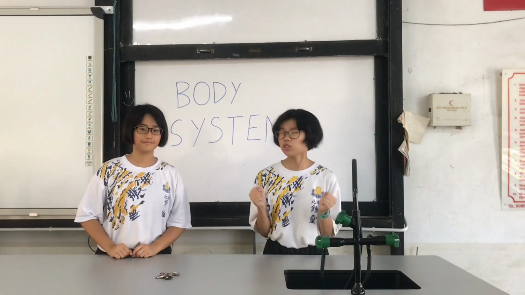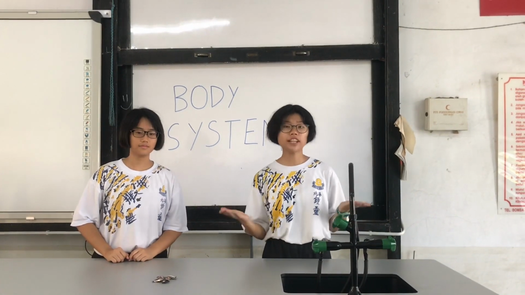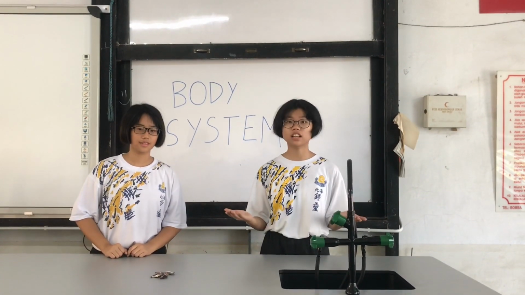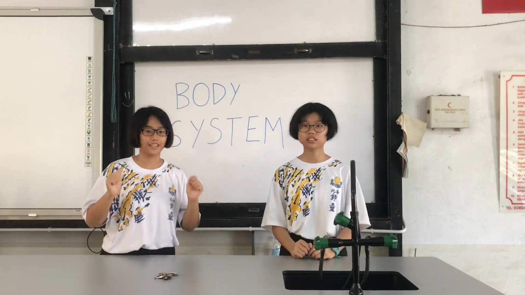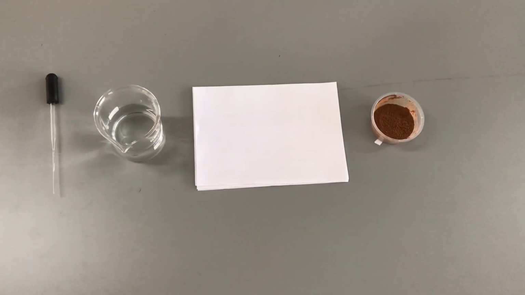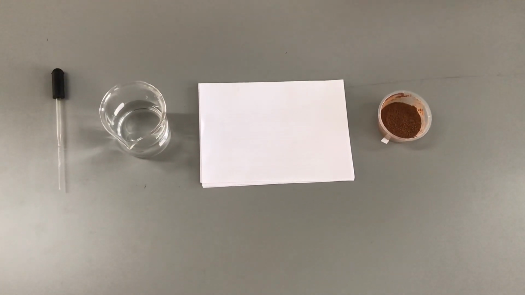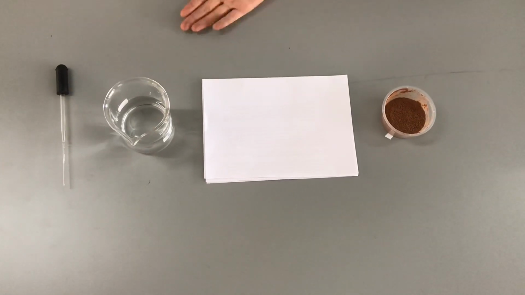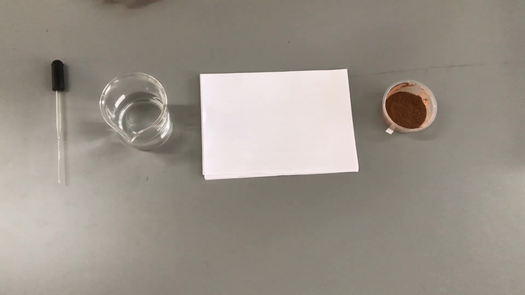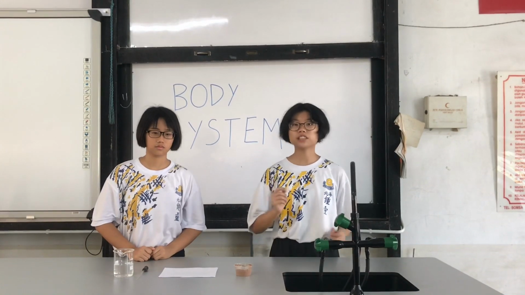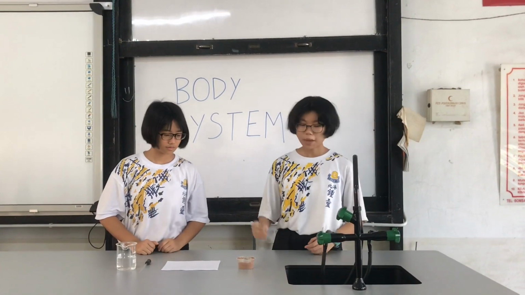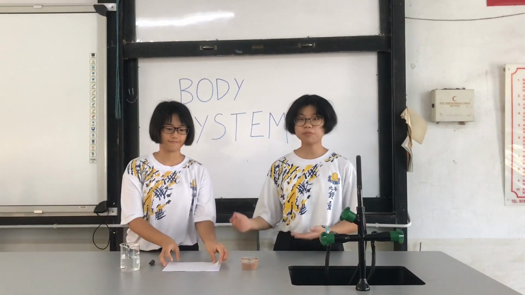This candy is so sweet, but how can we detect the taste of the candy? Let's carry out an experiment to find the answer. For this experiment, we will need cocoa powder, pieces of paper, water, and a dropper. Let's start our experiment. First, place pieces of paper on the top of each other.